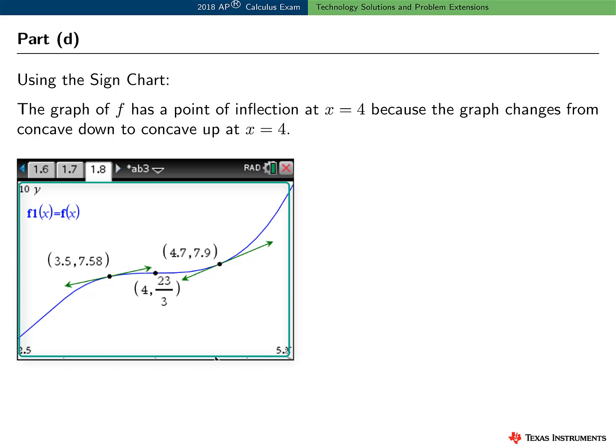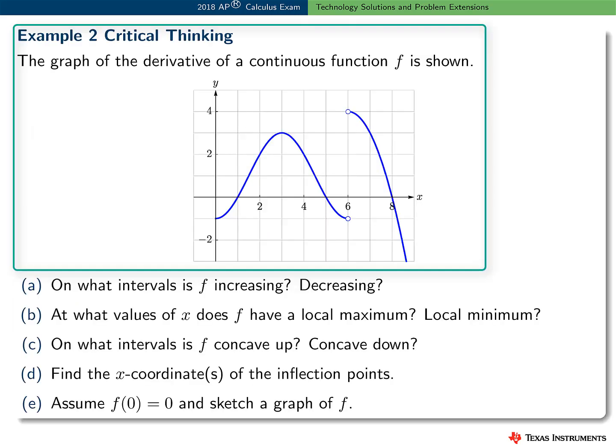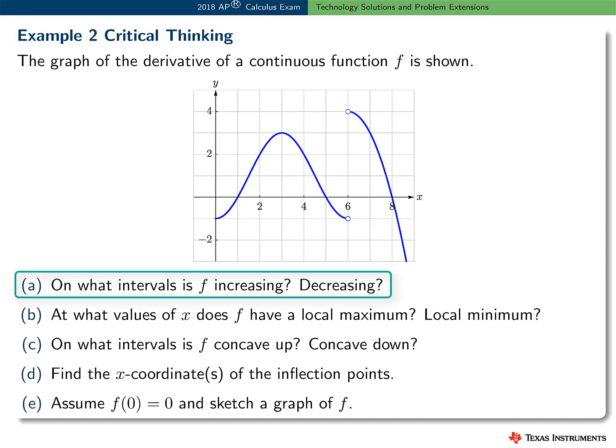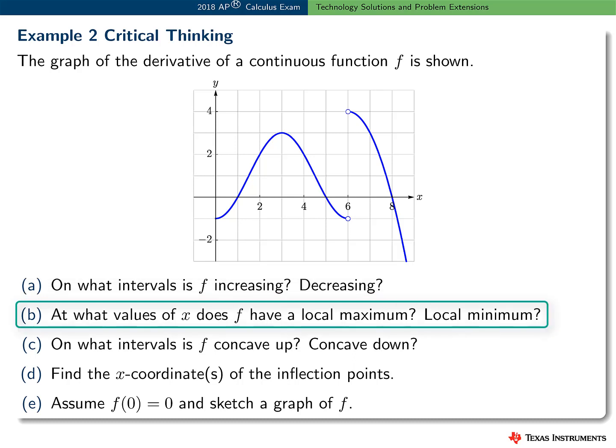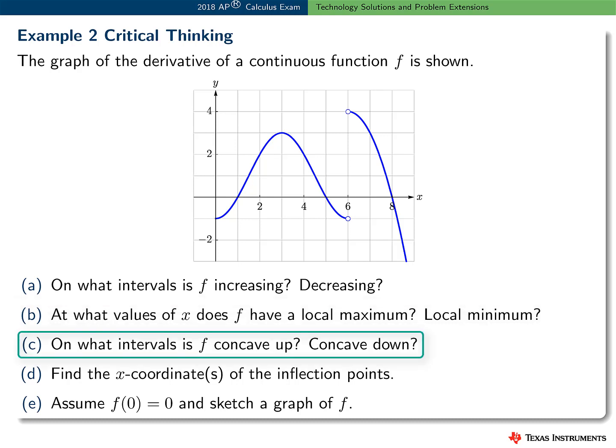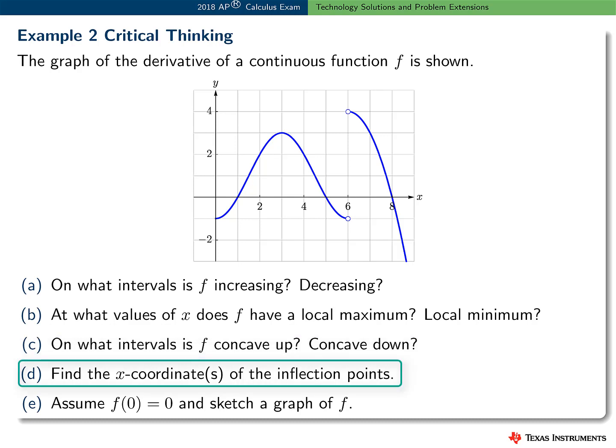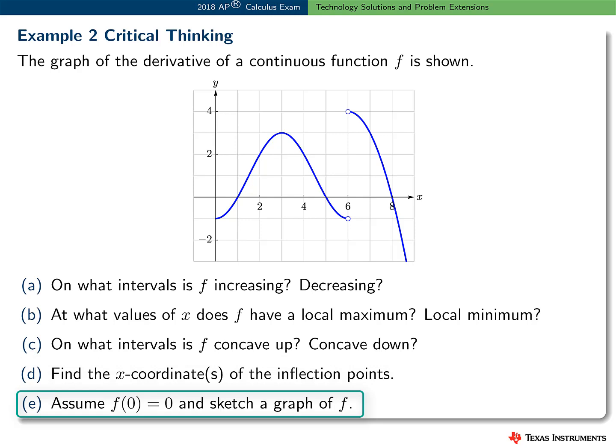Here's one more example for you to think about, or maybe even use in class. The graph of the derivative of a continuous function f is shown in this figure. Use this graph to determine the following. On what intervals is f increasing or decreasing? At what values of x does f have a local maximum? How about a local minimum? On what intervals is f concave up or concave down? And find the x-coordinates of the inflection points. And finally, let's assume that f of 0 is equal to 0 and sketch a graph of f.